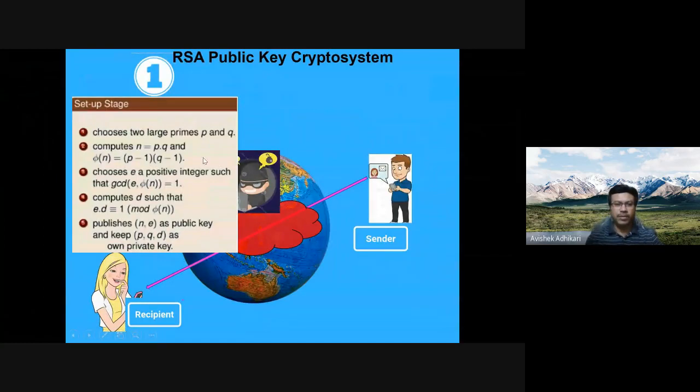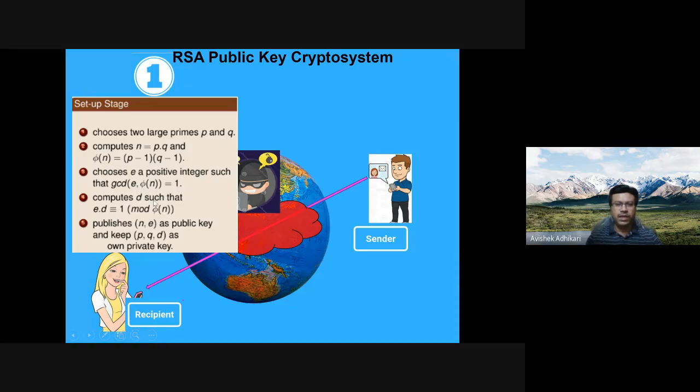So I'm repeating once again. Step one, which is the step by the recipient: she will choose two large primes P and Q. They have to be distinct, and for practical purposes they have to be of the same size. Then she will compute n, which is the product of p and q, and calculate p minus 1 times q minus 1, which gives the value of phi n. Then she chooses e, a positive integer, such that gcd of e and phi n equals 1.